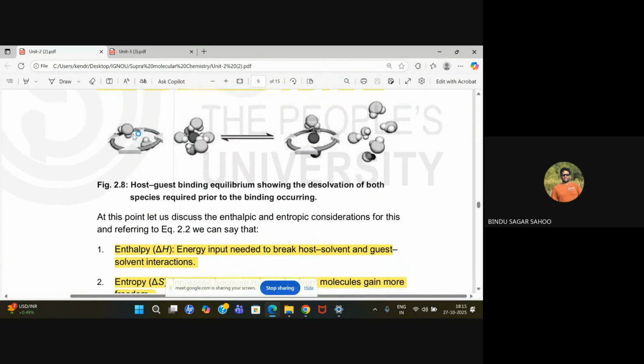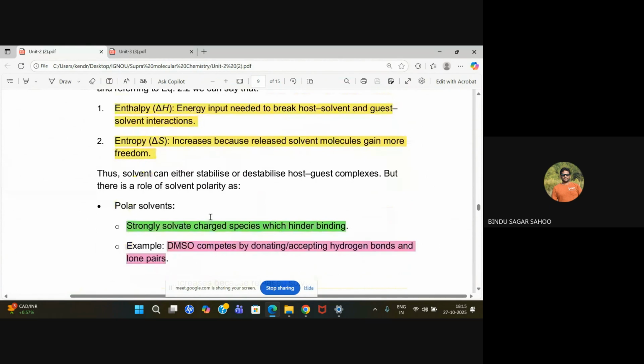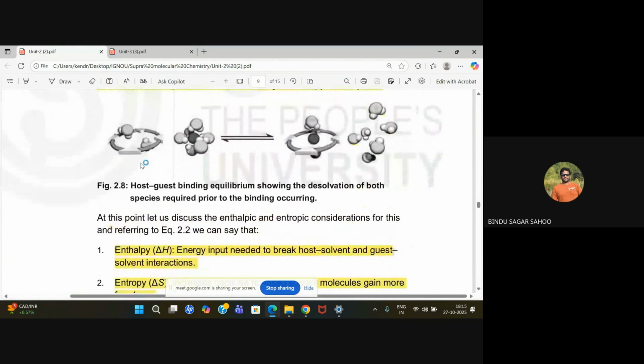So if the solvent molecules are more polar, they will make a strong bond with the host and the guest. So we need to take a less polar solvent that will make a weaker interaction with the host and guest molecules. If you take a polar solvent, it will be very difficult to break the bond between the solvent and host and the solvent and guest.